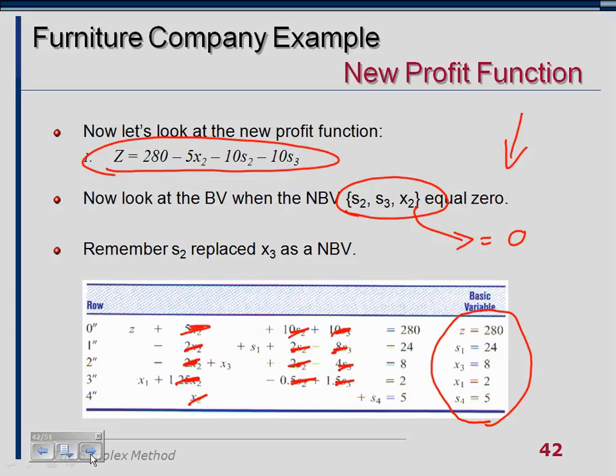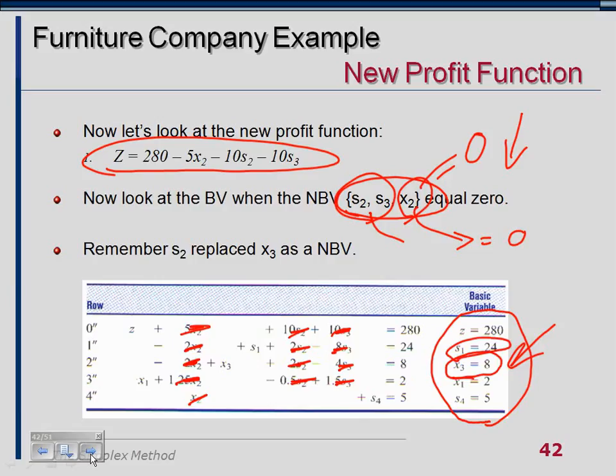Guess what? Here are your answers. My maximum profit in this model is 280. X1, which is a decision variable, the number of desks that I'm going to make, is 2. X2, the number of tables I'm going to make, is equal to 0. And X3, the number of chairs I'm going to make, is equal to 8. And these values S1, S2, S3, and S4 are how much I have left over.